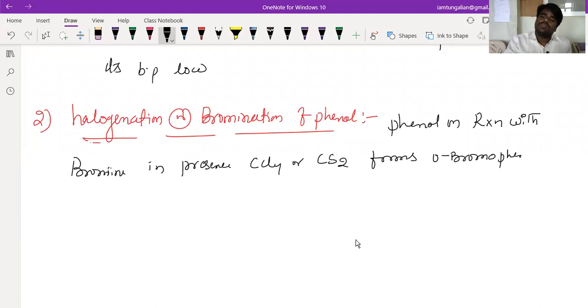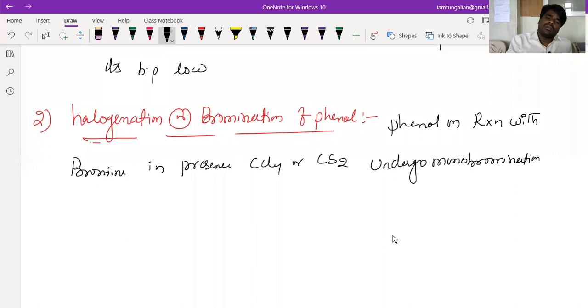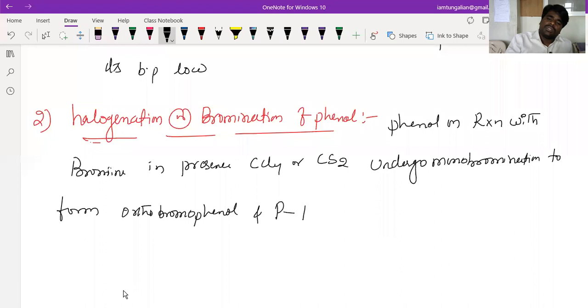orthobromophenol. What does it undergo, beta? It undergoes monobromination to form orthobromophenol and parabromophenol. Basically, para will be major whenever ortho and para are both formed. Parabromophenol, beta.